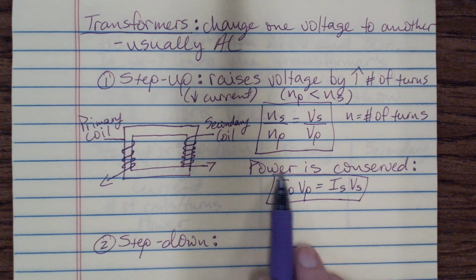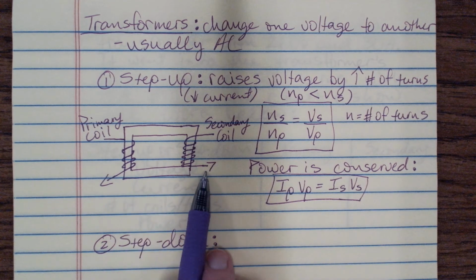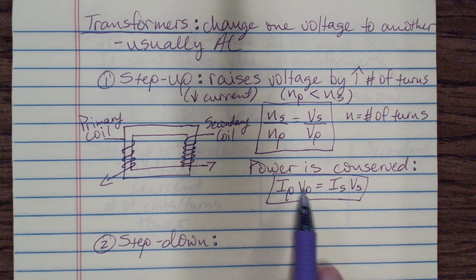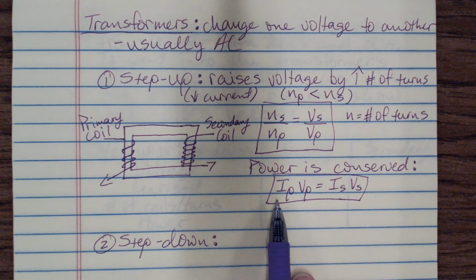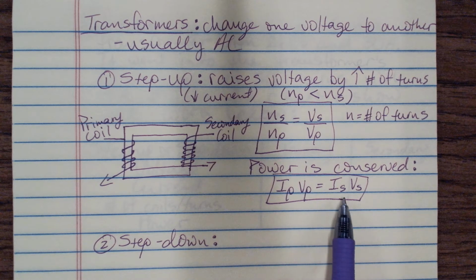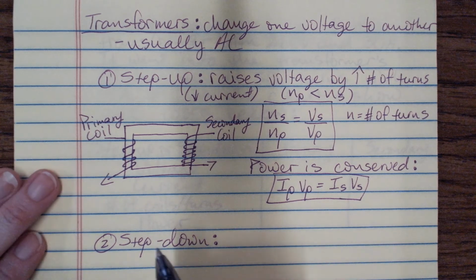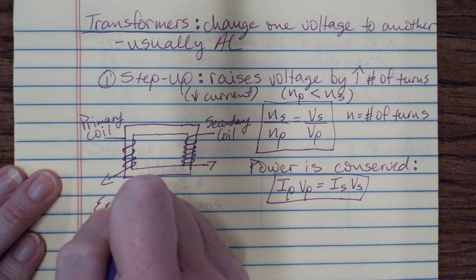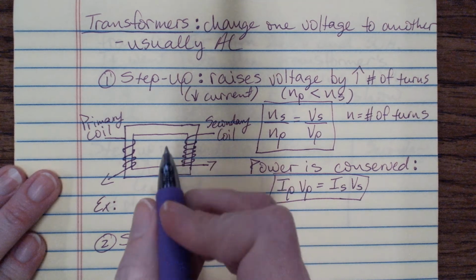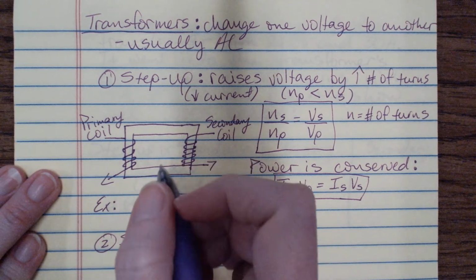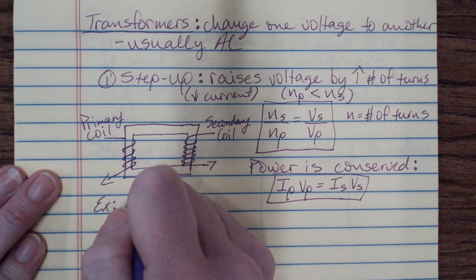Typically, power is conserved for both sides of the coil. So you have your primary power is equal to your secondary power. So power is current times voltage. So the primary current times the primary voltage is equal to the secondary current times the secondary voltage. Okay. Anyway, so an example of a step-up transformer might be a generating station.